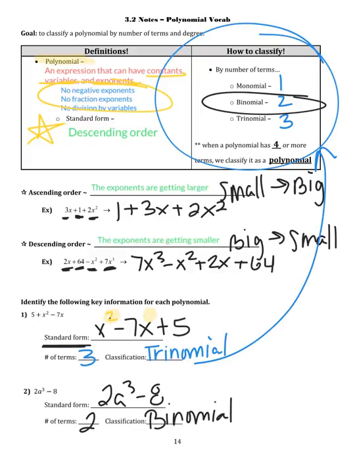So hopefully now after watching this video you know a little bit more about what makes up a polynomial, and more importantly then how to classify by your number of terms.